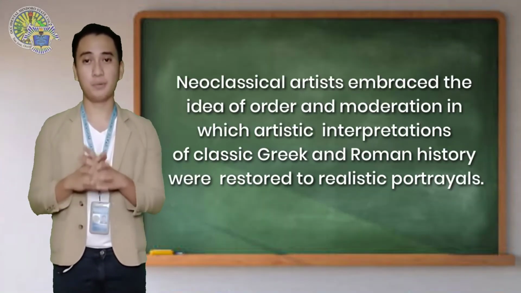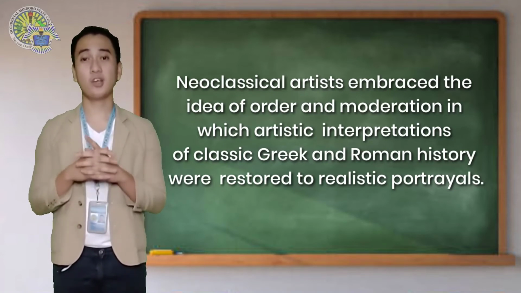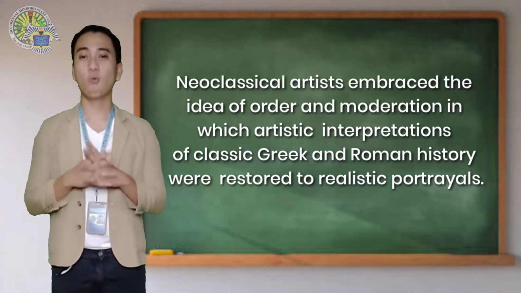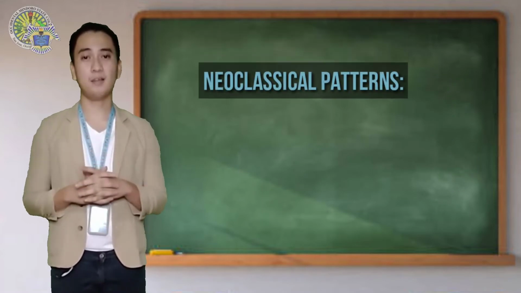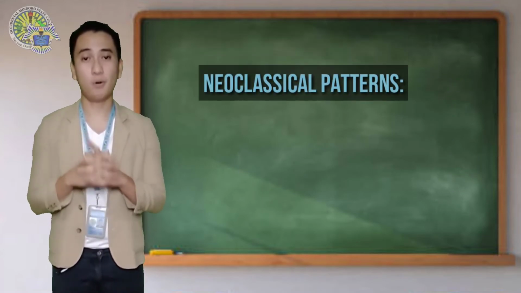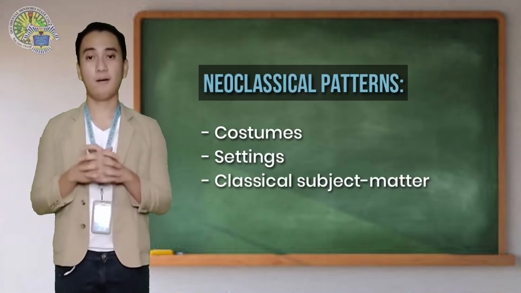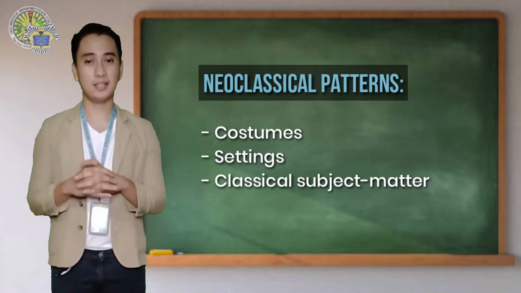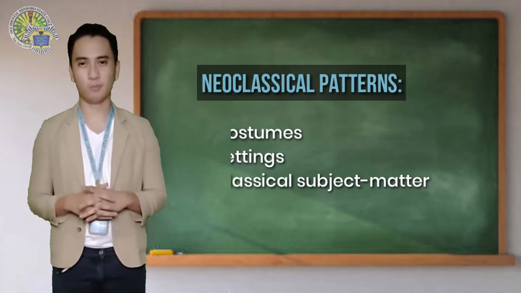Neoclassical artists embraced the idea of order and moderation in which artists' interpretations of classic Greek and Roman history were restored to realistic portrayals. Neoclassical patterns gave great importance to the costumes, settings, and details of classical subject matter without adding distracting details, but with as much historical accuracy as possible.